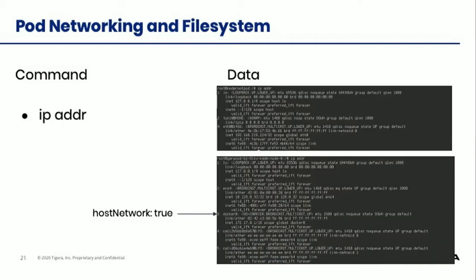So next is ip address. That's also very simple, but it does tell you what your compromised pod's IP address is. With that, they can then hang around.